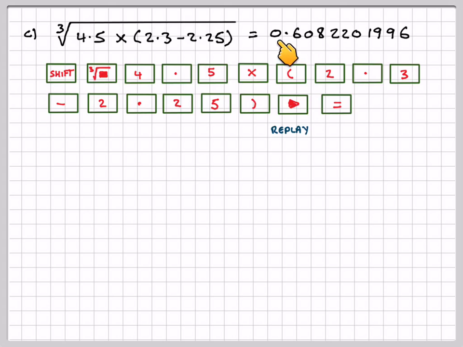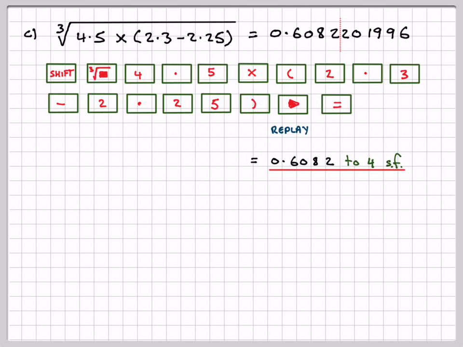Now to round off to four significant figures, that 0 is not significant. So that's the first figure, second figure, third figure, fourth figure. So draw a line here. That 2 will have no effect on the 2, so we just write the answer as 0.6082 to four significant figures.